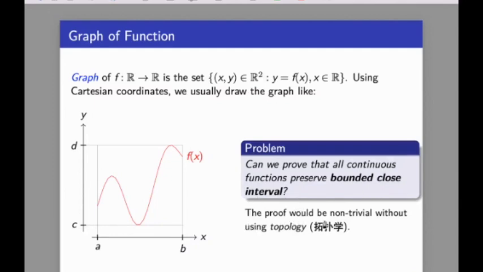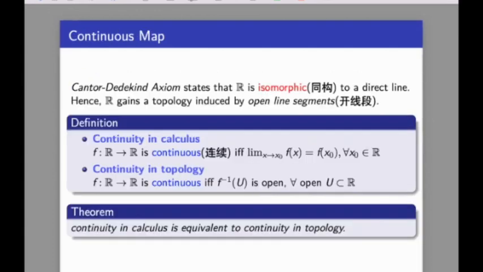The proof would be non-trivial without using topology, which is a branch of geometry focusing on global invariance and transparency. And there's a Dedekind axiom which states that R is isomorphic to a directed line, and hence R gains the topology induced by the open line segments.